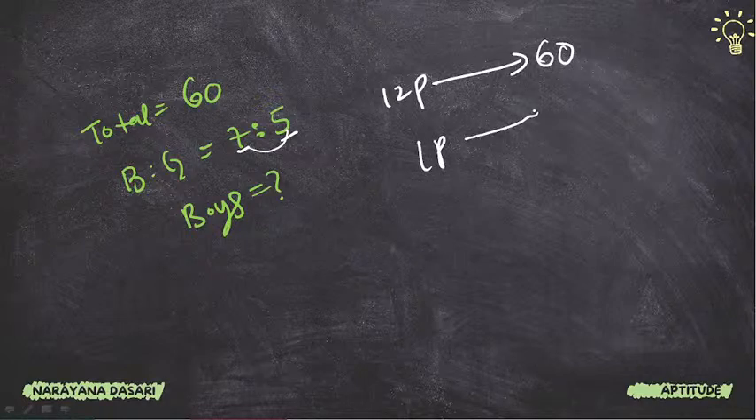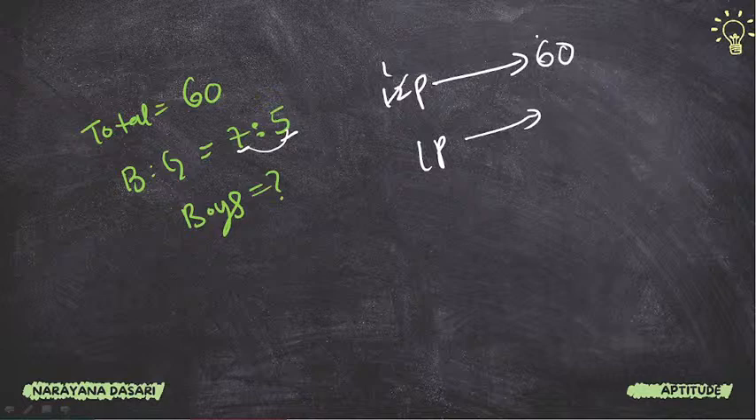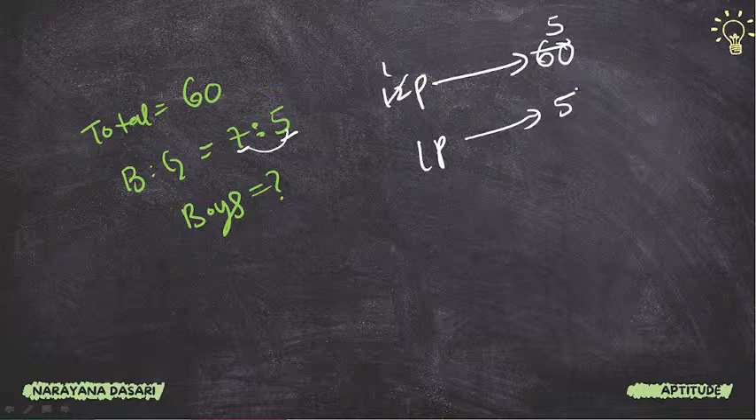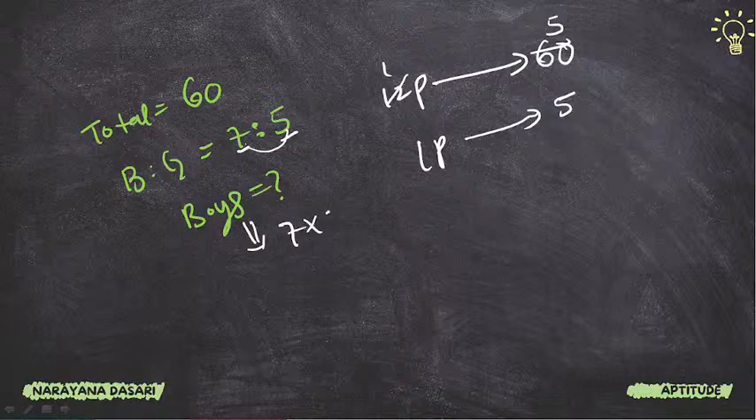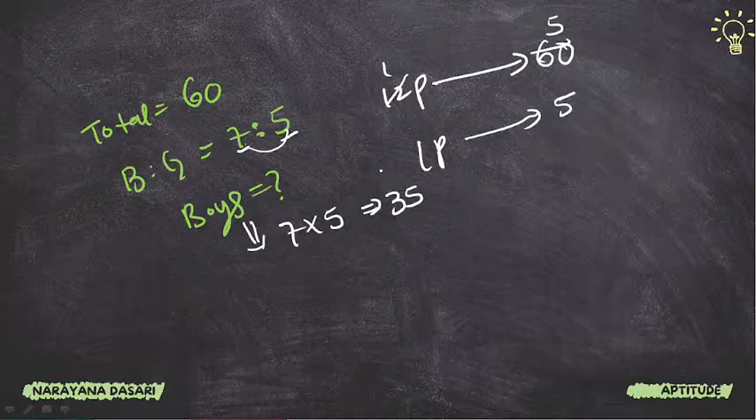Now, one part is how much, guys? 12 ones are 12, 12 fives are 60. One part is how much? 5 members. We have to find out the boys. So boys is how many parts here? 7 parts. One part is how much? 5 members. 7 fives are 35 members.